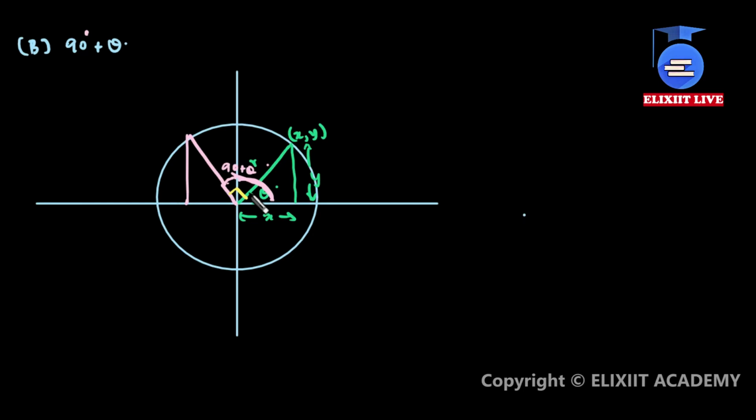The first thing you need to do is locate where theta is, and then the other angles. Obviously, this is a 90-degree triangle which you have created. Now the question is, what is this angle? This is 90 degrees. Entire thing is 90 plus theta. This is theta actually. So can you tell me what is this particular angle?